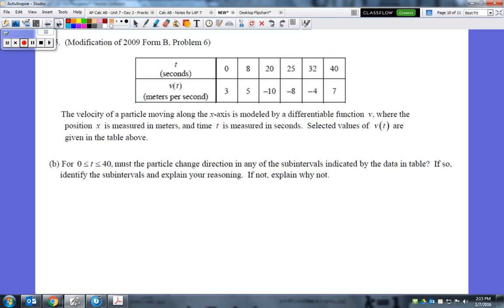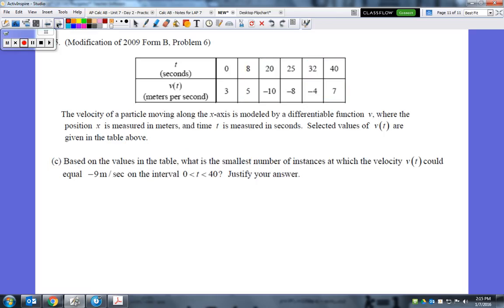From 0 to 40 seconds, must the particle change direction in any of the subintervals indicated by the data? If so, which one, and explain your reasoning. Must the particle change direction? Where? 8 to 20, it starts going up. So right here, it's going to change directions, right? And then 32 to 40, it's going to change directions. Okay? Would you agree? Yeah. And that's because the velocity changes signs.